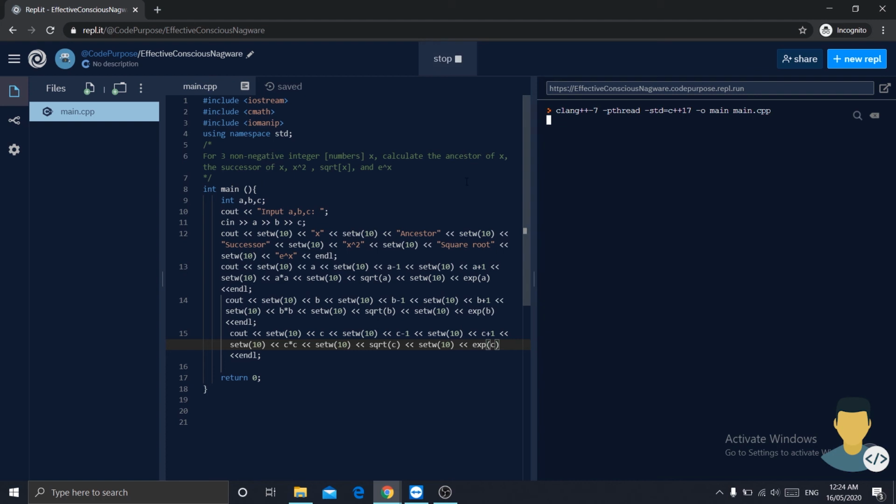Now let's try it. Let's put 4, I don't know, 2, 1. Now for 4 the predecessor is 3, for 4 the successor is 5. Now 4 multiplied by itself is 16, the square root of 4 is 2, and e to the power of 4 is 54.5982. There you go guys, this is how to calculate the predecessor, the successor, the square, the square root, and e to the power of x for 3 non-negative integer numbers.